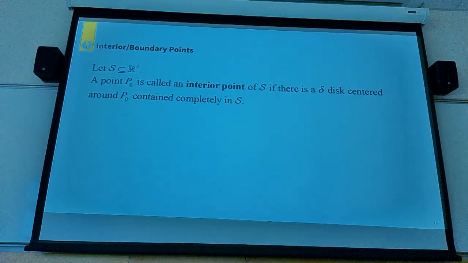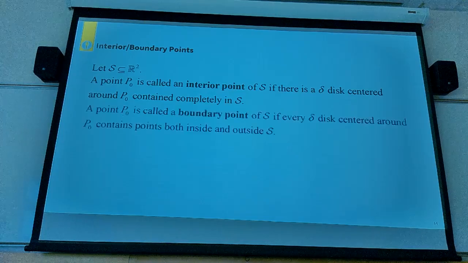So consider a subset S of the real plane. Point P naught is called an interior point of that subset S if there is a delta disk centered around P naught contained completely in S. The point would be a boundary point of S if every delta disk centered at P naught contains points both in and out of S.